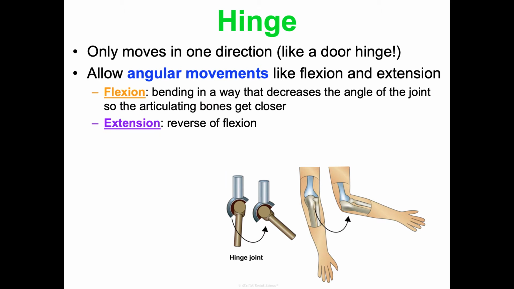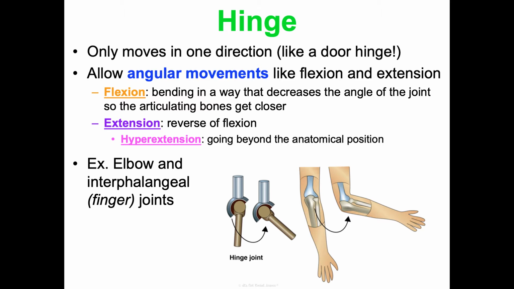Extension is just the opposite. So when you lift your head back up or you release the bicep curl. And then hyperextension is what some people are able to do, where they're able to allow the joint to go past the anatomical position. So past where it basically started. And so these types of joints, these hinge joints, are in your elbow and then your interphalangeal or your finger joints.